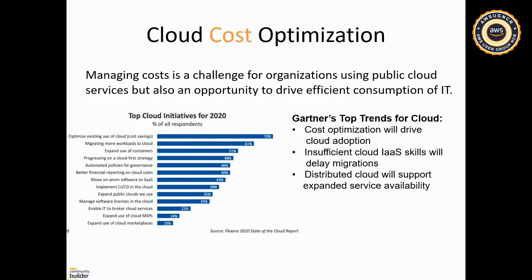If we focus on the Gartner top trends of the cloud, the topmost trend for 2020 and I think for 2021 also is that cost optimization will drive cloud adoption. Gartner showcases various trends, and they have also showcased AWS as the cloud leader in the whole industry. In a similar way, they have come up with the top trends of the cloud: cloud cost optimization is first, and the second is insufficient cloud IaaS skills that might delay migration of various industries onto the cloud.